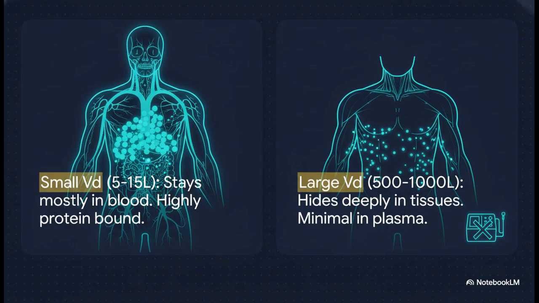Let's compare 2 extremes to make this concrete. Warfarin has a very small VD. It stays mostly in the blood. But a drug like the anti-malarial chloroquine, it has a massive VD of thousands of liters. It has completely vanished from the blood and hidden deeply inside your tissues.